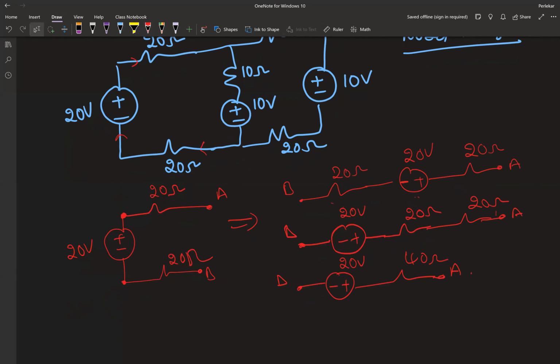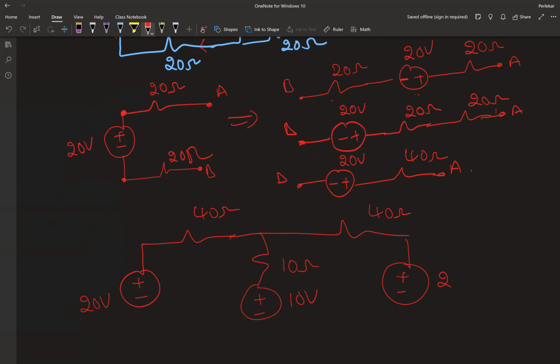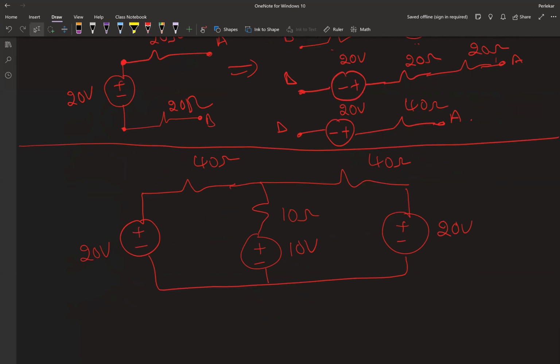If I redraw this circuit, we'll end up with plus minus 20 volt. Here it is 40 ohm, 10 ohm, 10 volt, and this is also 40 ohm, 20 volt. So all three together, the circuit is going to look like this. Now I'm going to apply KCL at the middle node, the essential node.